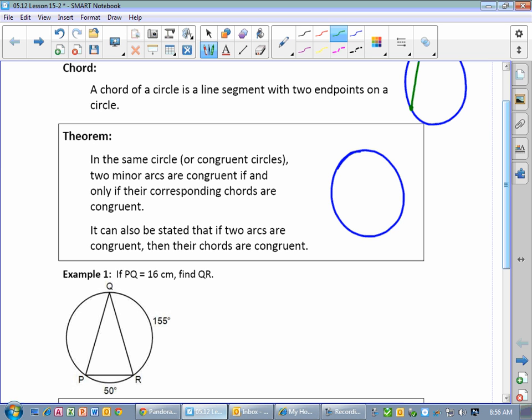And I want you to draw two chords that are the same length. So there's one, and if I come over on this side and I draw that one the same length, I'm going to mark them congruent. This theorem says that these chords can only be congruent if these arcs are congruent. And vice versa. These arcs will be congruent only if these segments are congruent. Okay?